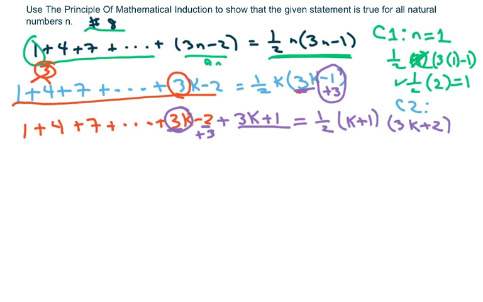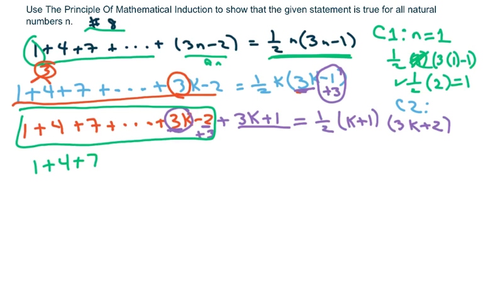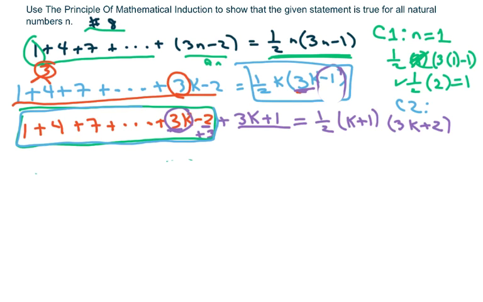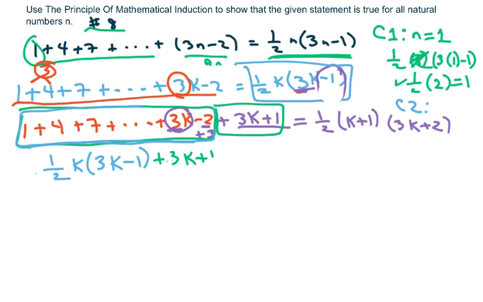Now, I'm going to write it down. So again, 1 plus 4 plus 7 plus dot dot dot 3k minus 2. Actually, I'm not going to write it down. Sorry. What I'm going to do is I notice that this equals this right here. So I'm going to erase this, it's kind of confusing. So I'm going to write down the sum of this, which is 1/2 of k times 3k minus 1. Then I'm going to add my next term, and this should equal this over here.